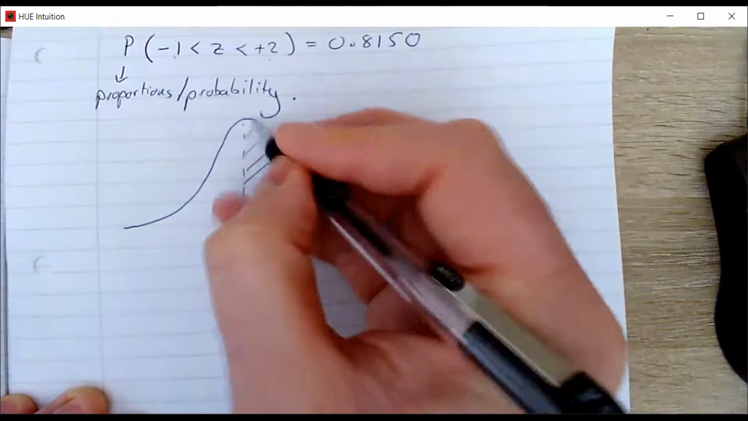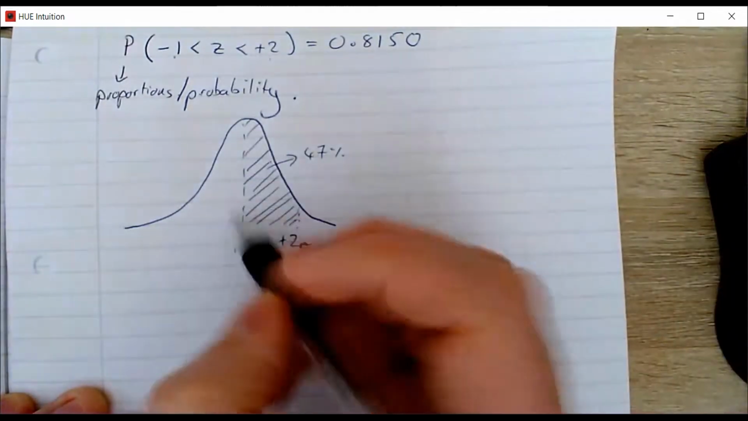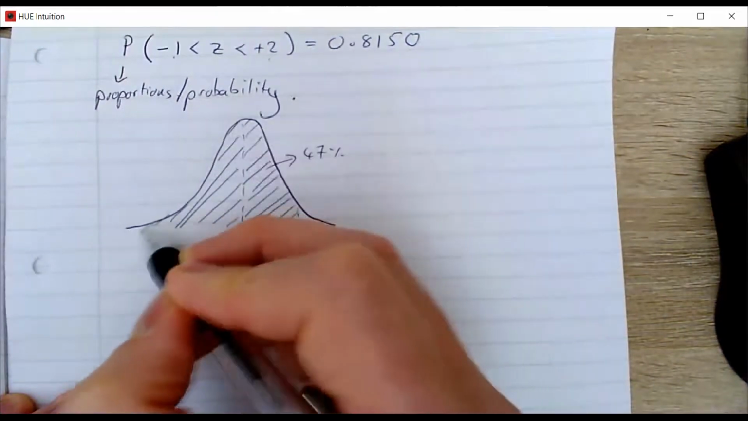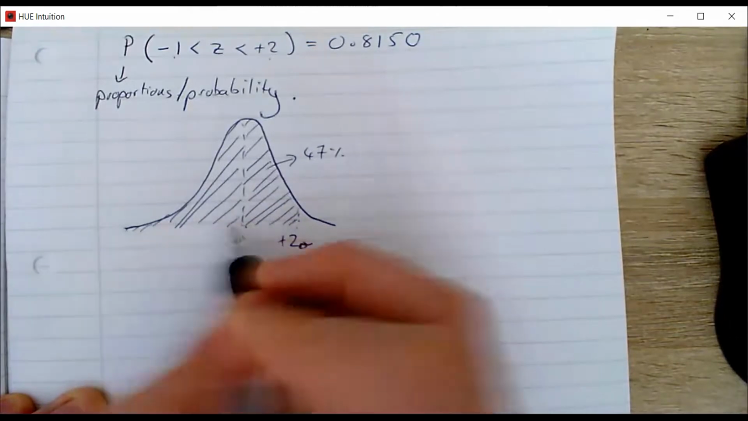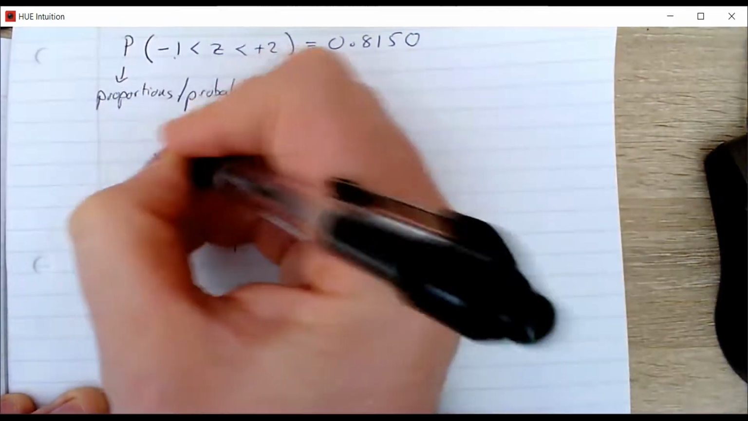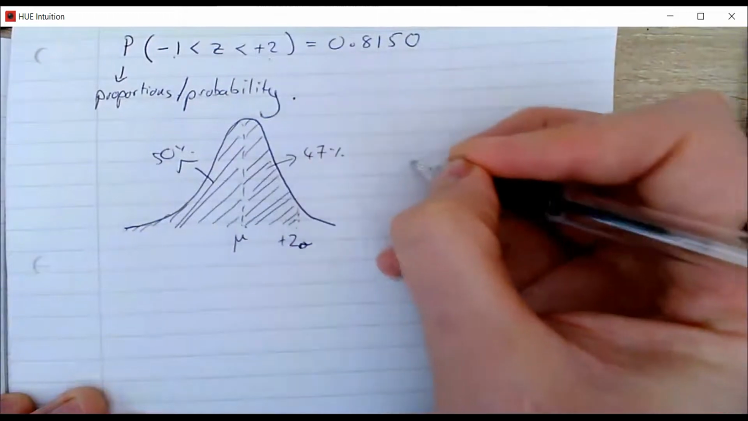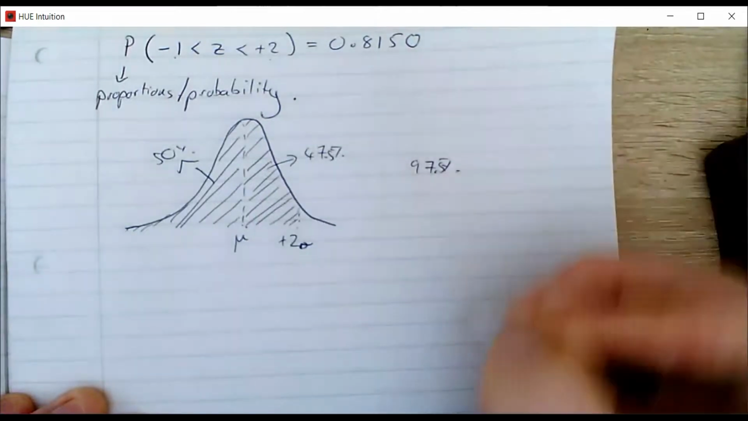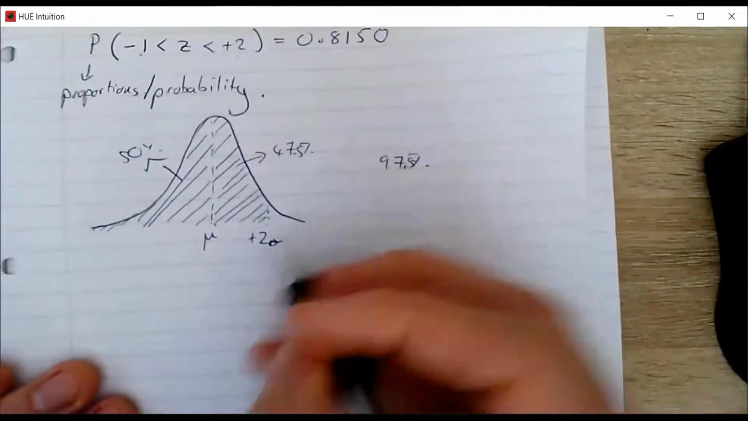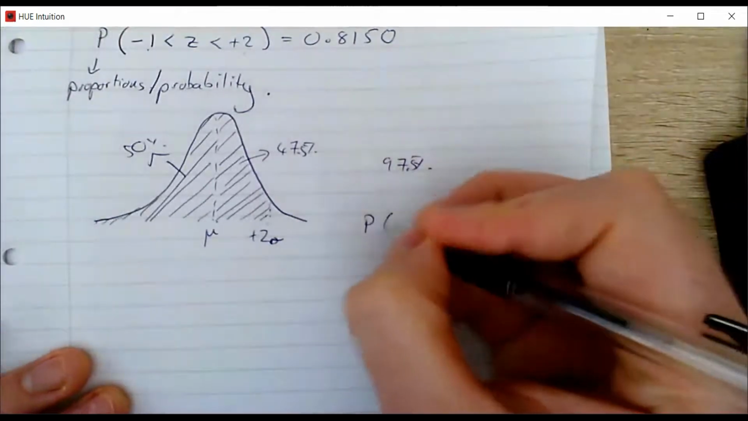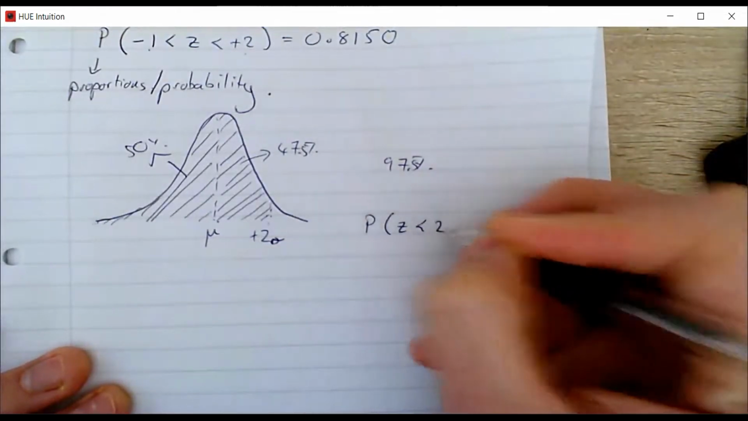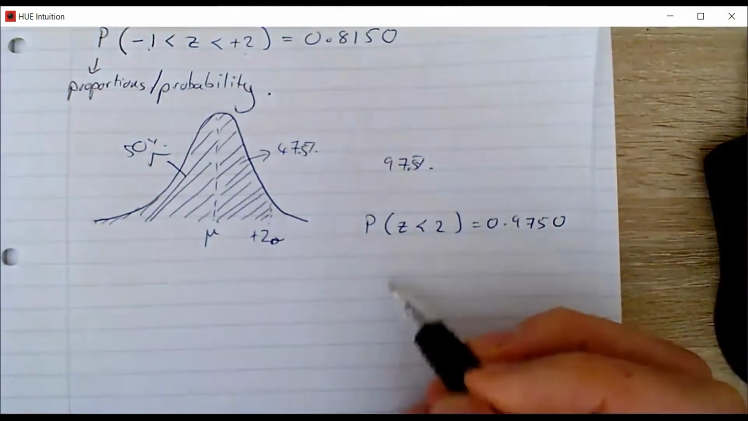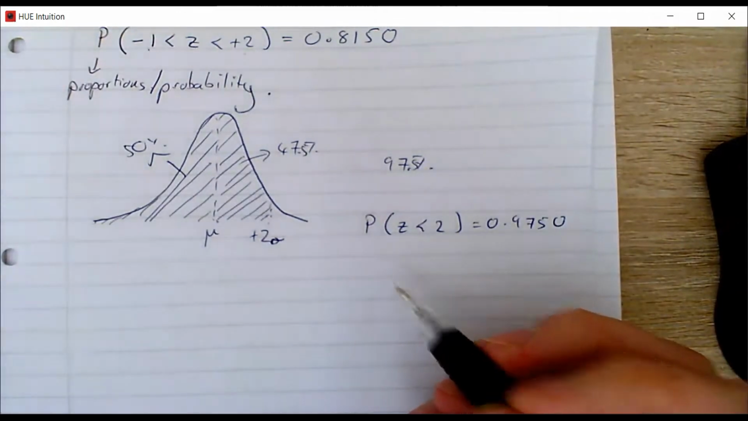And what proportion of values lie less than 2 standard deviations? And you'll say, well, this being a symmetric distribution, exactly half of the values are less than the average. So that's 50%. Okay, so what you get there is that 97% of your values, sorry, that's 47.5, wasn't it? So 97.5% of your values lie less than 2 standard deviations, or the probability of a standard score being less than 2 is 0.9750.